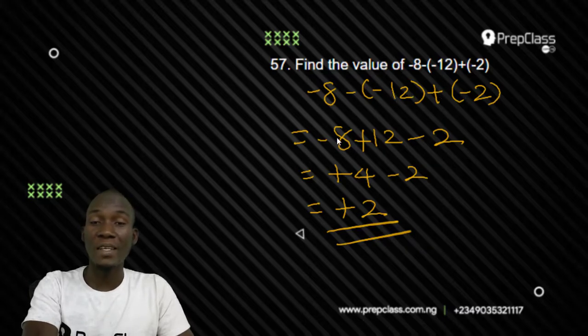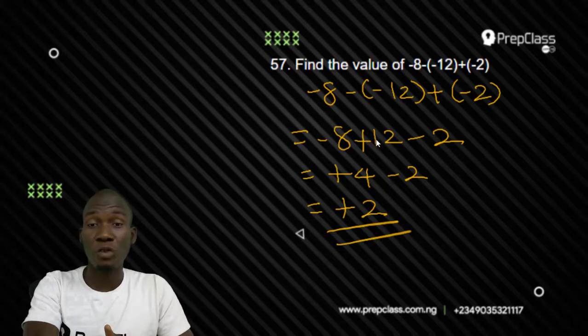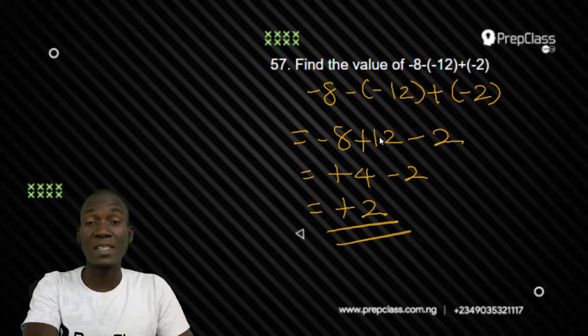Now we have minus 8 minus open bracket minus 12. It means this minus will multiply minus 12. And minus times minus is giving us plus. So we have 12. Plus will multiply this minus 2. Plus times minus will give us minus, and we have 2. Now we add these two together. Minus 8 plus 12. That's the same as saying 12 minus 8, which is plus 4.